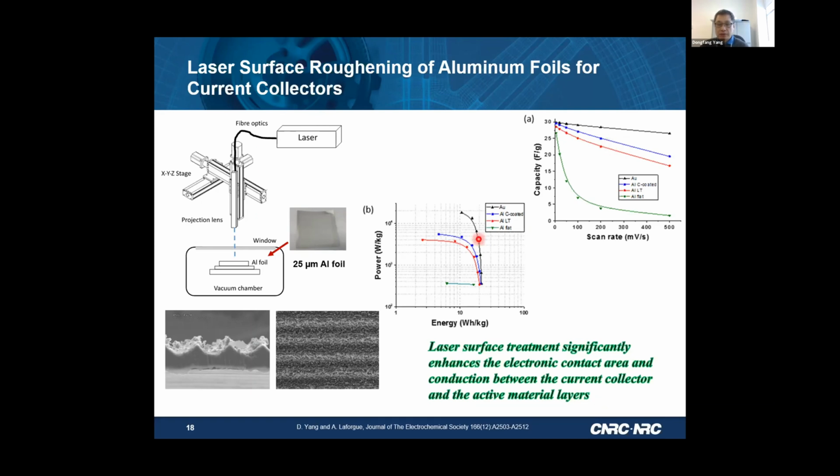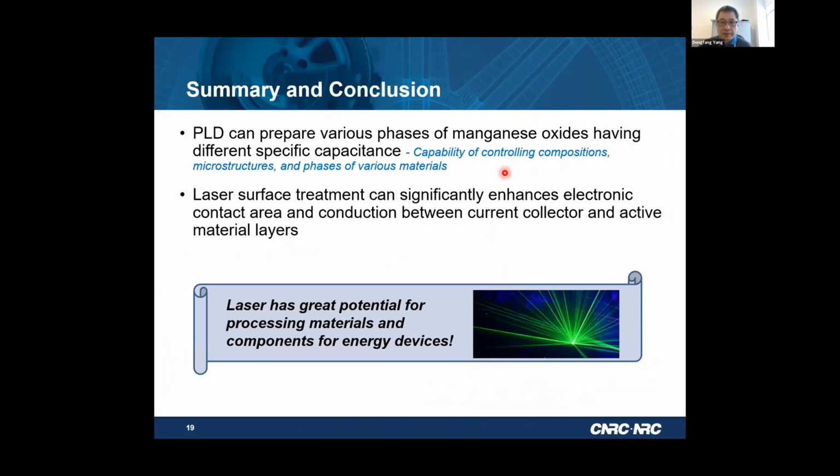Most recently, we did not just laser machining, we also put on a coating by laser process. And we found we achieve almost similar performance to gold, and we just submitted the results recently. So in summary, laser processing can prepare various phases of manganese oxide having different specific capacity. Laser processing can control the composition, microstructure, and phase of various materials. And laser surface treatment can significantly enhance electronic conductivity and the contact area and conduction between the current collector and active material. So the overall conclusion is that laser has great potential for processing materials and components for energy devices.